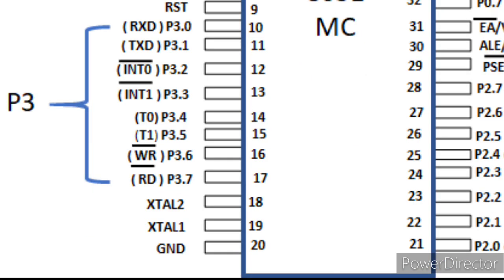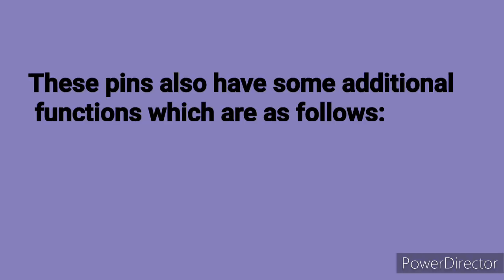Pin 10 to pin 17, port 3. Pin 10 to pin 17 are port 3 pins, which are also referred to as P3.0 to P3.7. These pins are similar to port 1 and can be used as universal input or output pins. These pins are bidirectional pins. These pins also have some additional functions which are as follows.